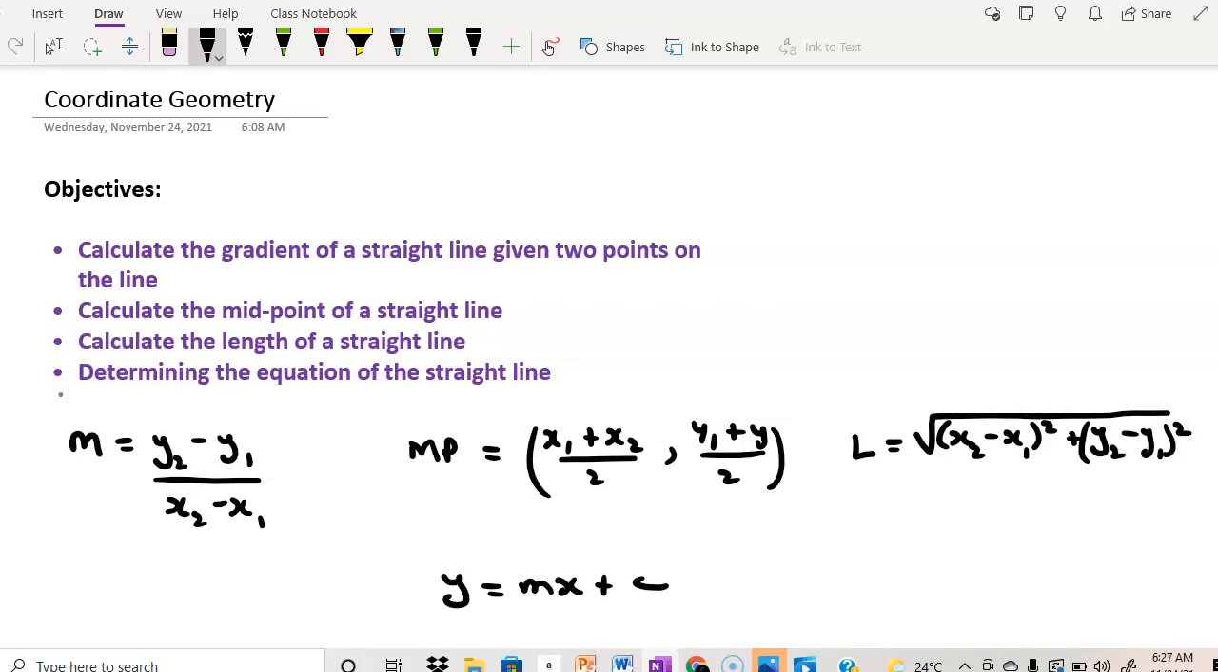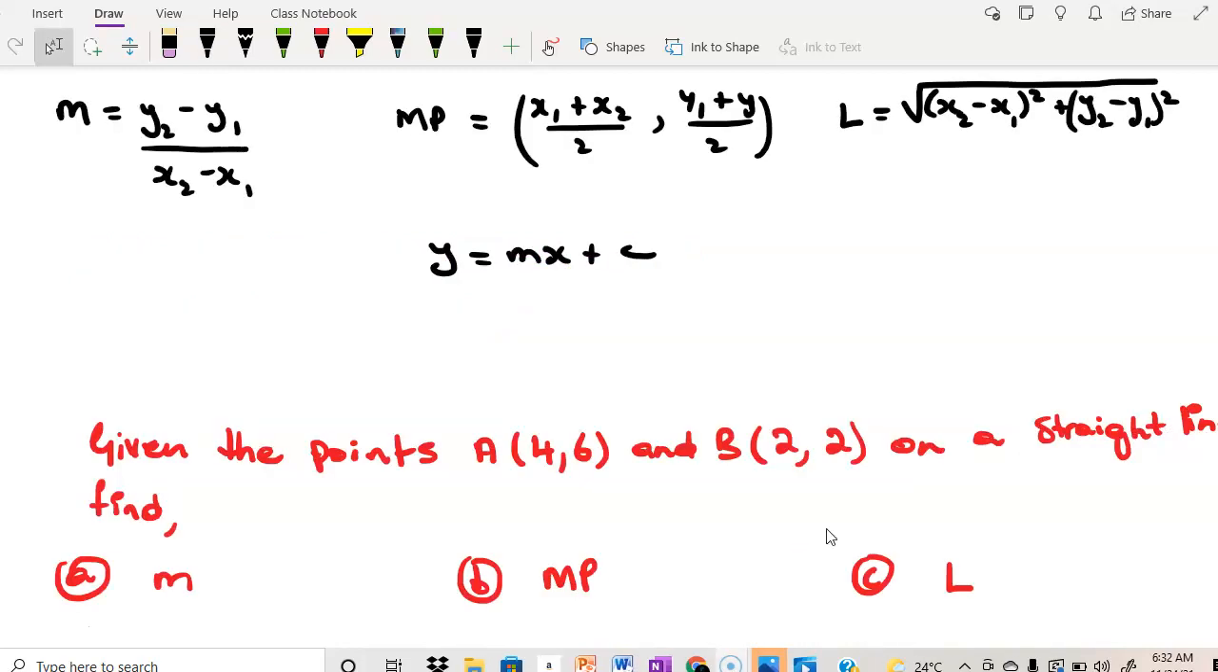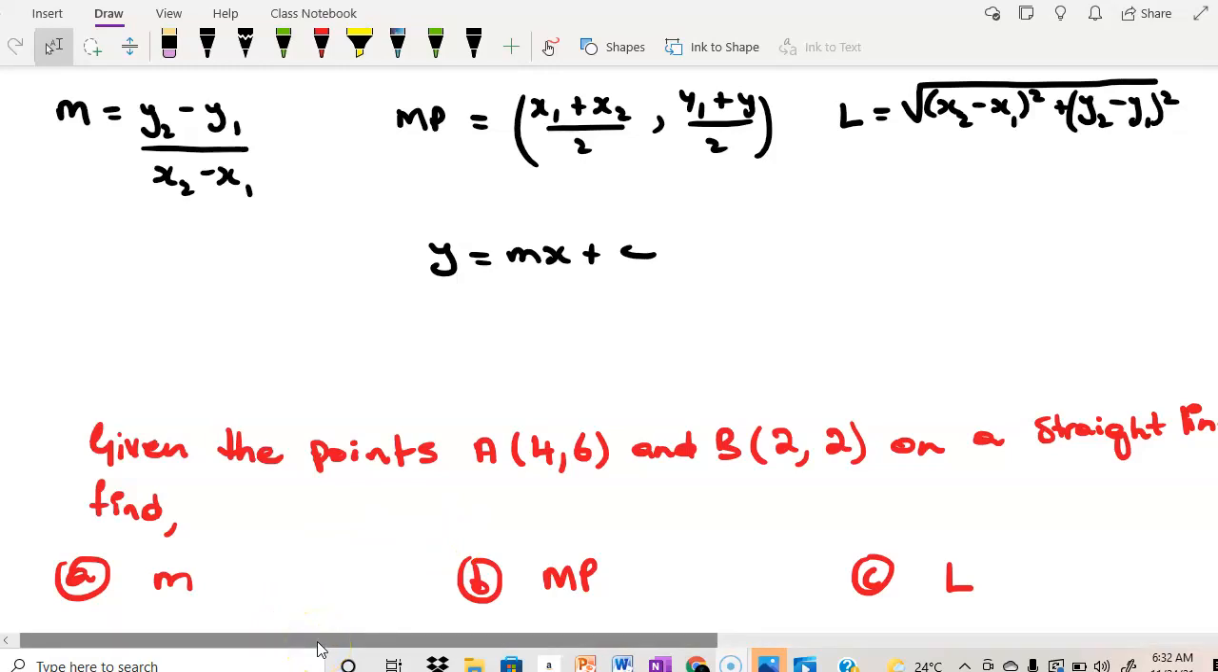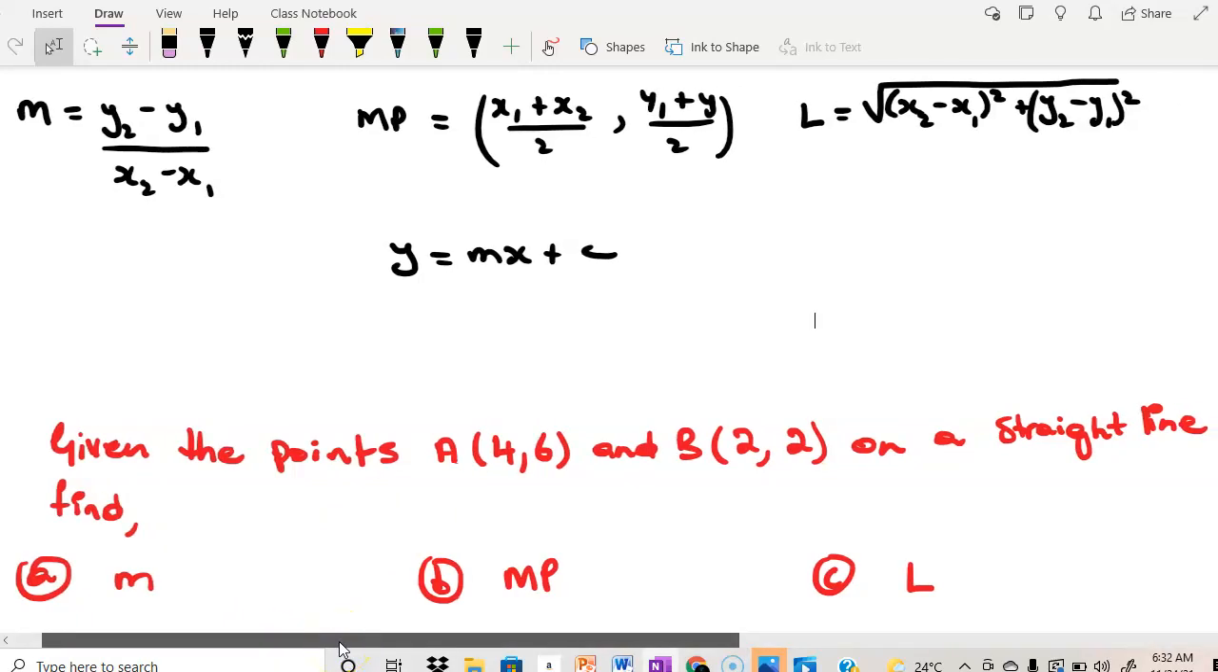So let's get straight into determining our gradient, midpoint, length, and the equation of the straight line after being given 2 points on that straight line. Given the points A (4, 6) and B (2, 2) on a straight line, find A, the gradient, B, the midpoint, and C, the length. Let's get straight into it, guys.